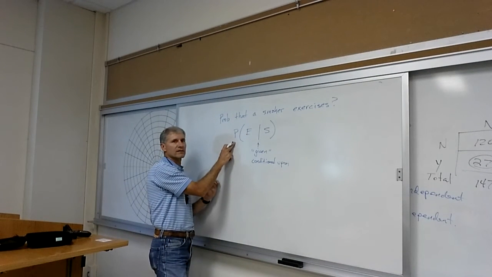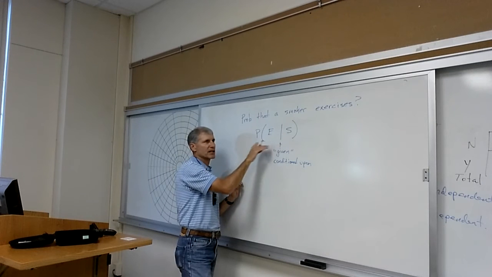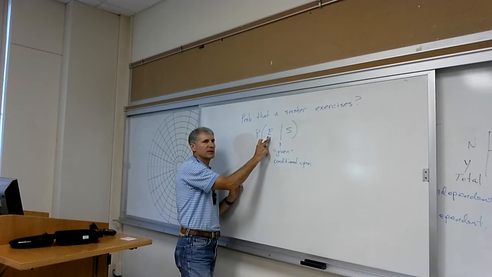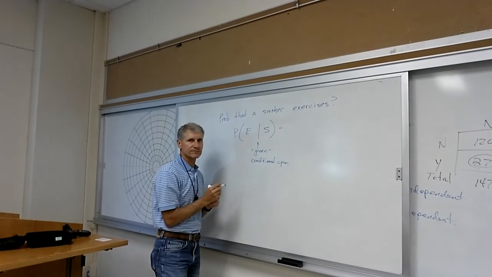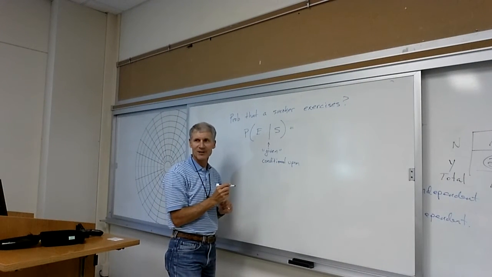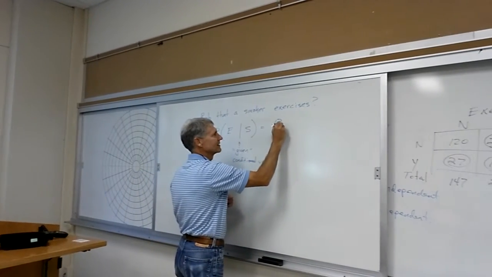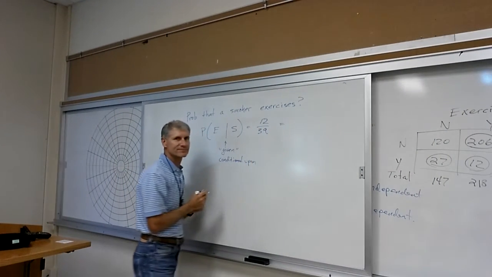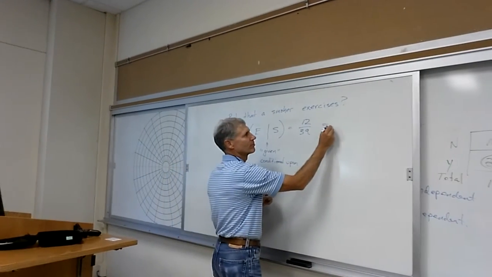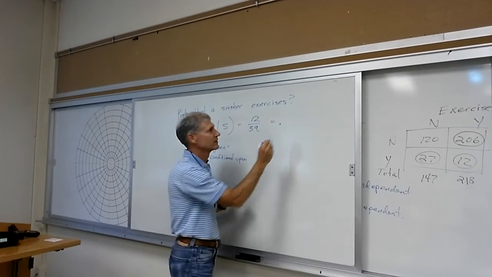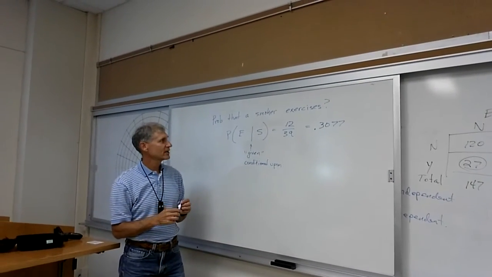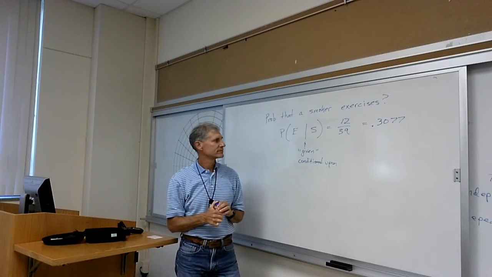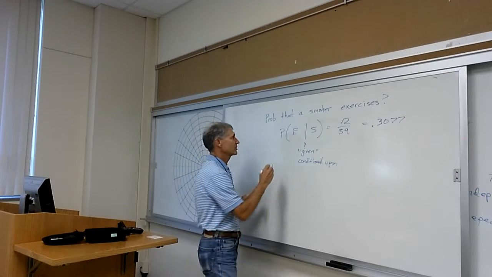Written as an expression like this, you would read this: probability of being an exerciser given they were a smoker. Okay? Compute that probability for me. Oh, you already did. And what were the numbers? 12 out of 39. Give me that as a decimal. 0.3077. Okay? So a little more than 30% of the smokers exercise. Compute this probability.